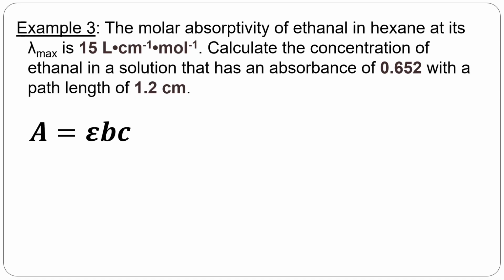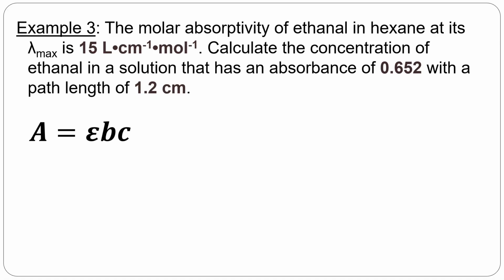All right, example 3. The molar absorptivity of ethanol in hexane at its lambda max is 15 liters per centimeters times moles. And so the centimeters and the moles are in the denominator, and the liters is in the numerator. Calculate the concentration of ethanol in a solution that has an absorbance of 0.652 with a path length of 1.2 centimeters. So this one is going to use the traditional absorbance spectrophotometry Beer's law equation.